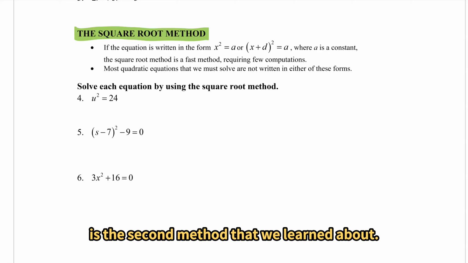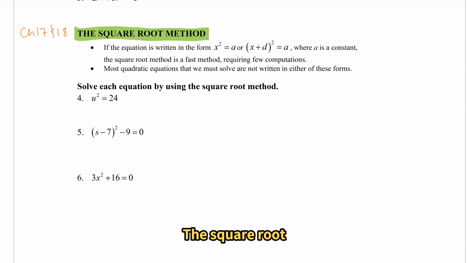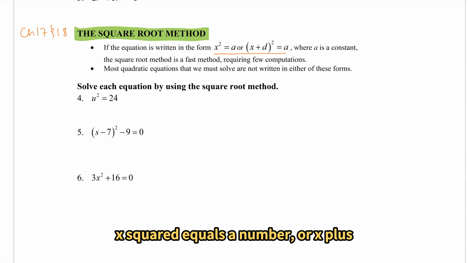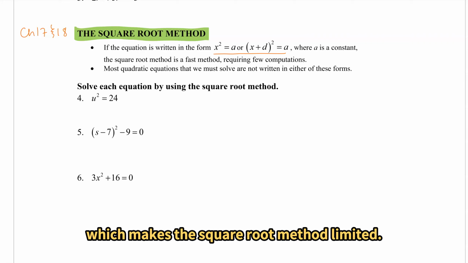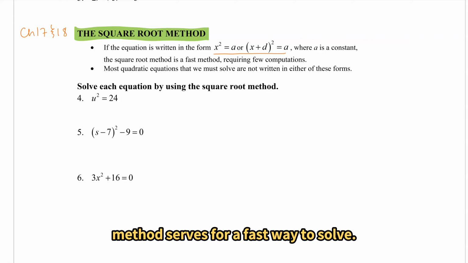The square root method is the second method that we learned about. We talked a little bit about it in chapter 17 and more in this chapter, chapter 18. The square root method only works in a very particular pattern: x squared equals a number, or x plus a number squared equals a number. Most quadratic equations are not written in those forms, which makes the square root method limited. But when they are written in those forms, the square root method serves as a fast way to solve.